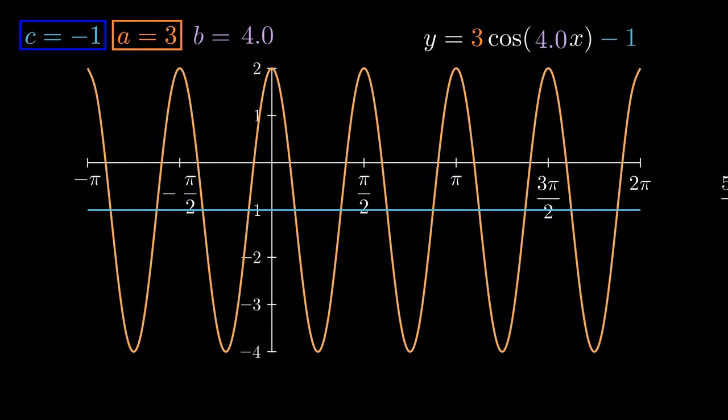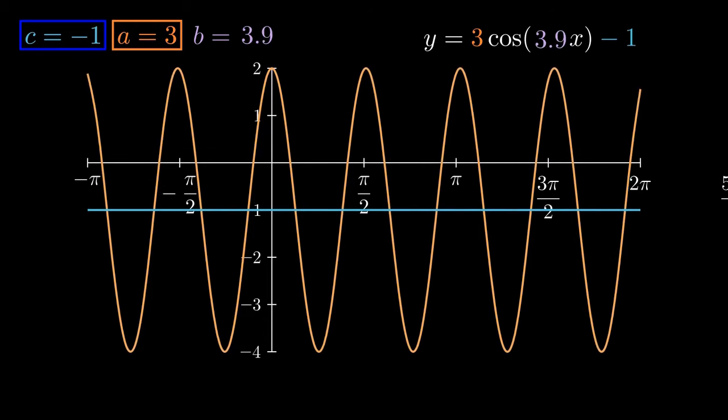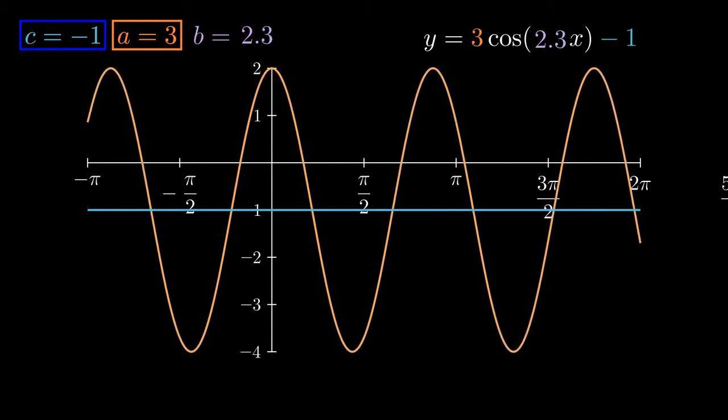As B increases, the frequency is increasing. Let's stop at 4. So 4 means that we complete 4 cycles of the cosine curve within 2 pi. 2 pi is a full circle, 360 degrees. And the B tells us how many full cycles of the cosine curve we finish within that full circle. In this case it's 4.